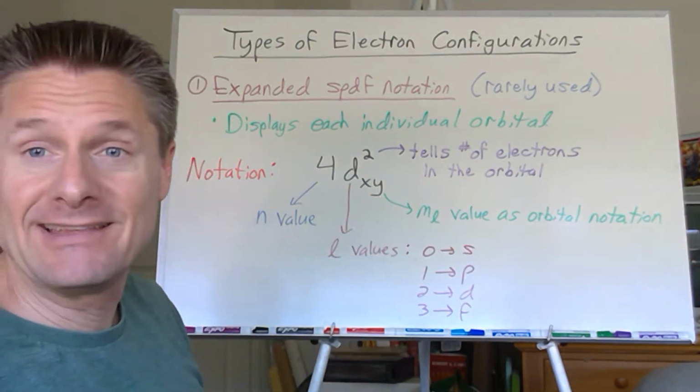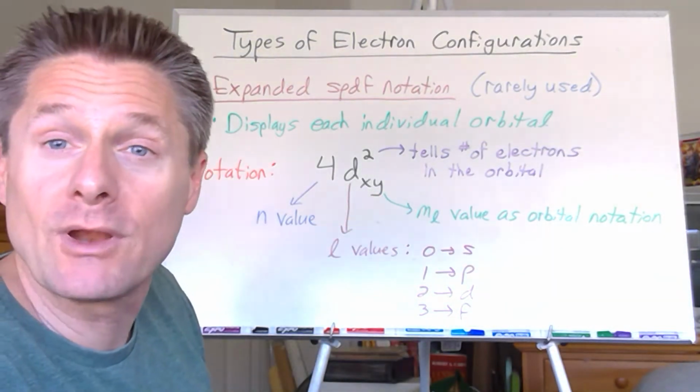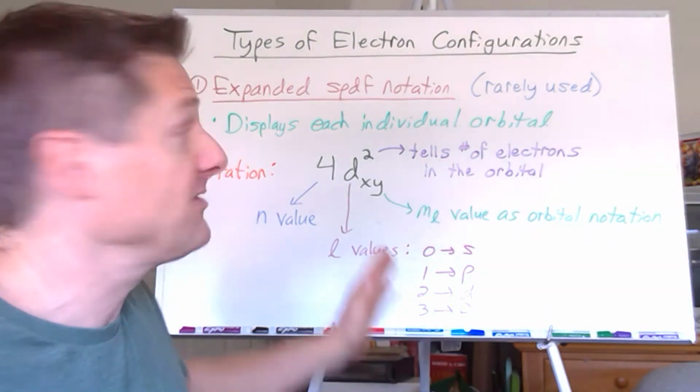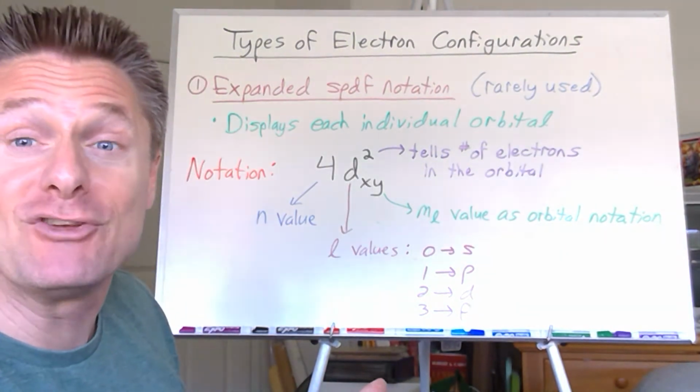So if it's in the D set, is it the XY, the XZ, the YZ, the X squared minus Y squared, or Z squared? If it's P, is it PX, PY, or PZ? Right? S doesn't have one. It's only got one orbital. F, I didn't even tell you the F, so we couldn't even do the Fs.